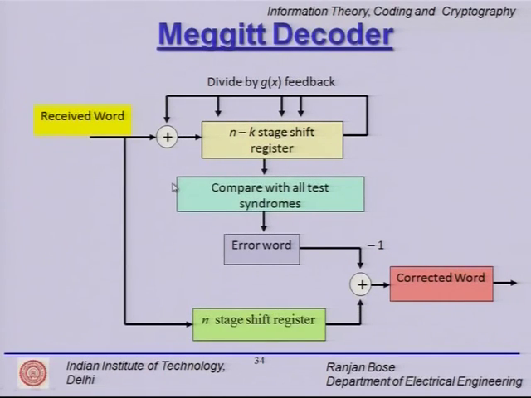So, if you want to represent the Meggitt decoder by a flow chart, you have a received word. First step is the divide by g of x operation. We have looked at some examples. You compare it with all the test syndromes and you get an error word. Hopefully, it is in your list, and what you do is take that error word here and then subtract out the error word and you get the corrected word. So, each and every step here is easily doable in hardware. Therefore, cyclic codes are so attractive because they are very easily implemented in hardware.